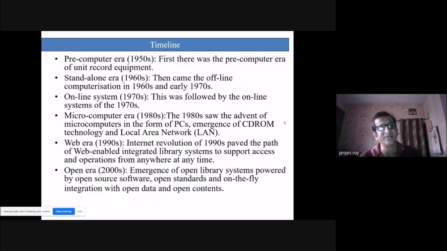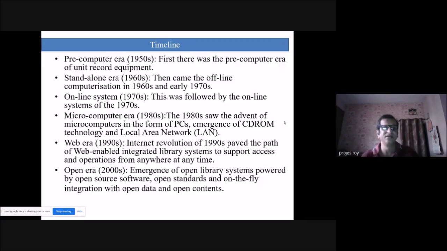If you look at the different timeline, first there was the pre-computer era of unit record equipment, the standalone era. Then came offline computerization in the 1960s and early 1970s. Then the online system, at the end of the 1970s. Then the microcomputer era. The 1980s saw the advent of the microcomputer in the form of PC emergence and CD-ROM technology. In that time, the 1980s, journal, abstracting and indexing services used to send CDs, and people used to access them. Some CDs were kept on the LAN so they could be accessed by many people in the library.